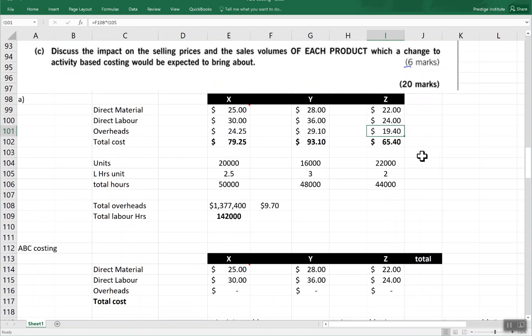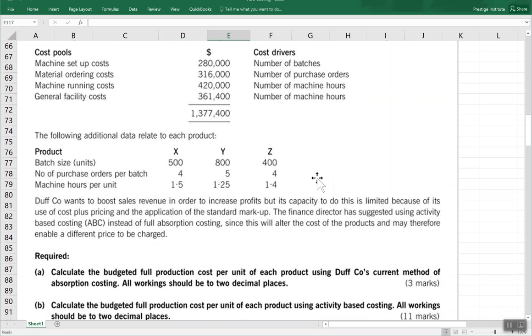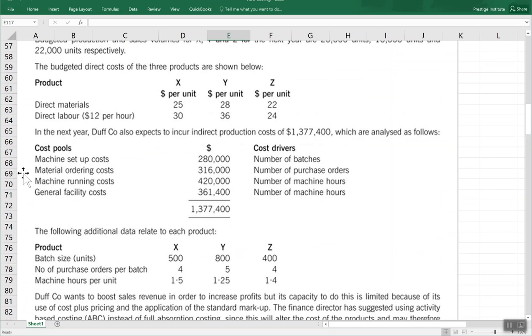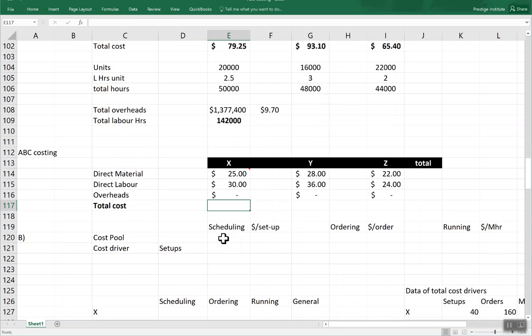Now let's look at activity-based costing. Remember, the material and labor costs will be the same. The only thing that will change is the overheads. So in activity-based costing, we have to find the activities of the organization, which are here: setup, ordering, machine running, general facility, and then cost drivers are given here, and then cost pool is given here, and then we have to take cost pool and divide it by cost driver.